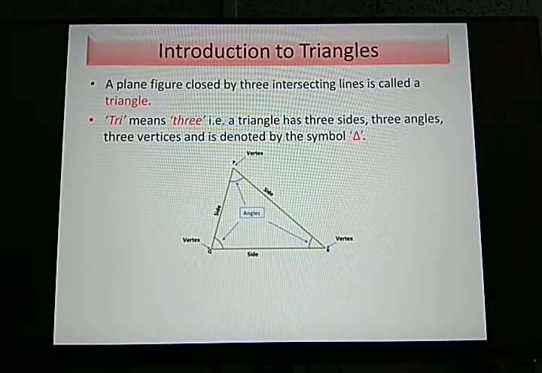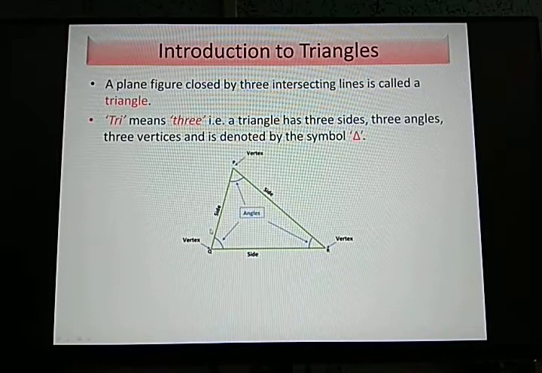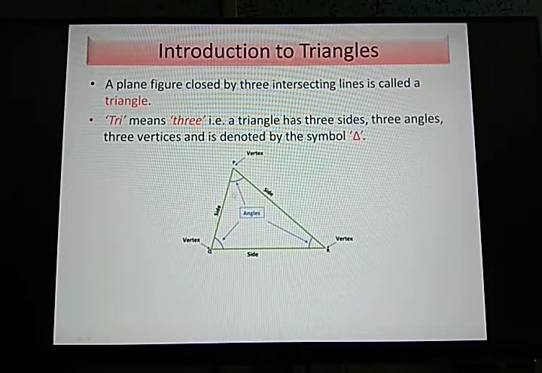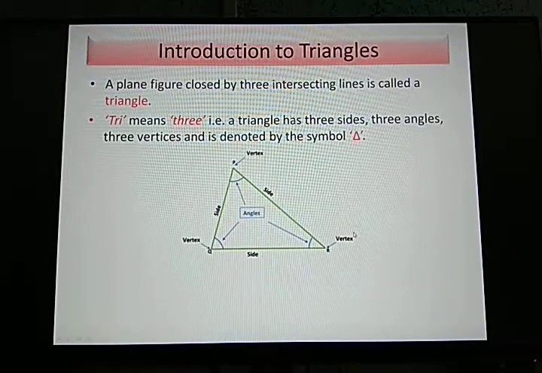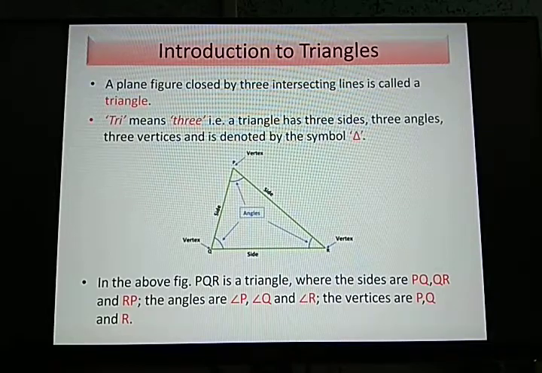So I can see the figure clearly here. So here it is a triangle PQR, where you can see the sides. This is the side, this is the side, and this is the side. So there are three sides. There are three angles, angle P, Q, and R, as well as there are three vertices, P, Q, and R. So everything is shown in the figure. You can see it. So in the above figure, PQR is the triangle, where the sides are PQ, QR, and RP. The angles are angle P, angle Q, and angle R, and the vertices are P, Q, and R.